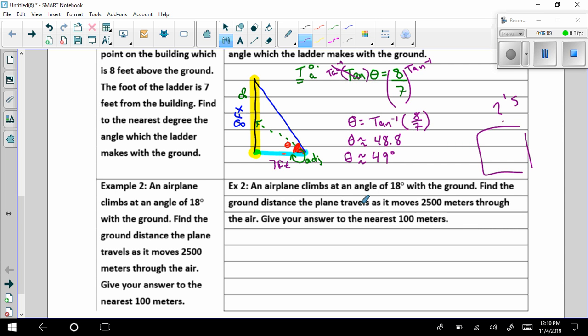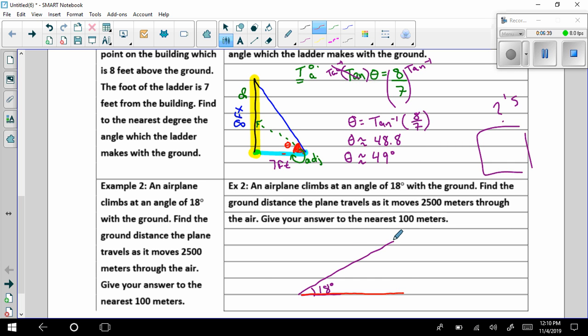Right? An airplane climbs at an angle of 18 degrees with the ground. So we know this is going to be a right triangle. Our airplane is going up, right? This angle right here with the ground is 18 degrees. Find the ground distance the plane travels as it moves 2,500 meters through the air. So it's looking for this distance here.